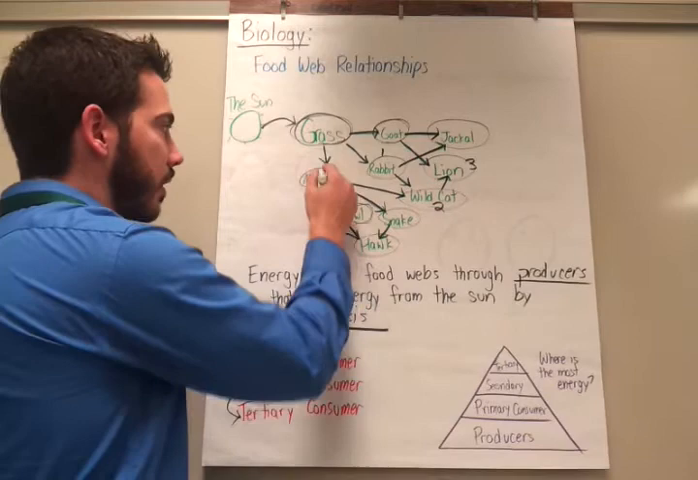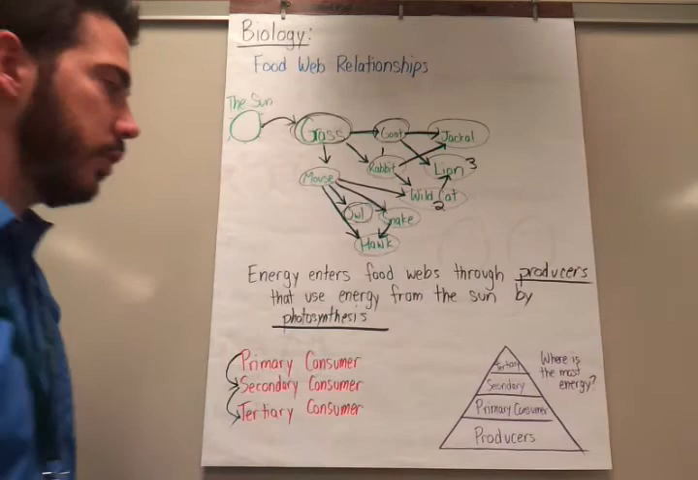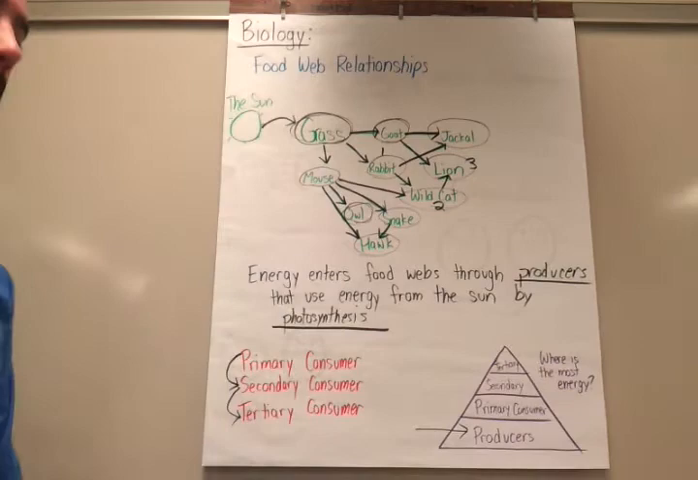Taking a look at the food pyramid here, where is the most energy in this food pyramid? The most energy in a food pyramid has to be the producer level, the bottom level. If there wasn't as much energy here as there needed to be, the primary consumers would die.